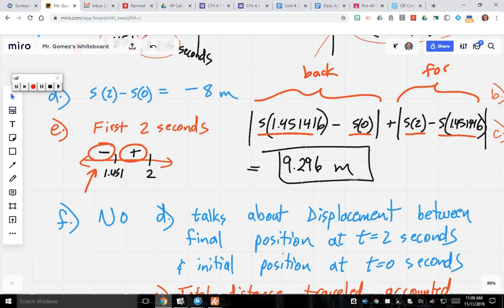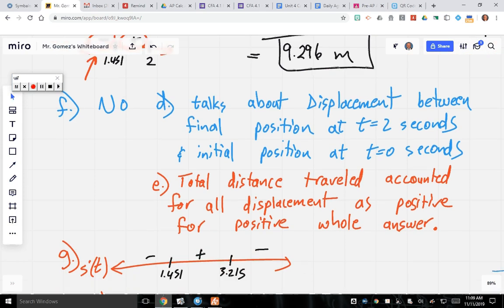And then F, if you could scroll down, please. D and E are not the same. D is talking about the displacement between the final at 2 and the initial at 0, where E is talking about the total distance traveled, accounted between all the displacements seeming as they're all positive. Yes? I did the same equation. I put it into the calculator. I got 9.262 meters.